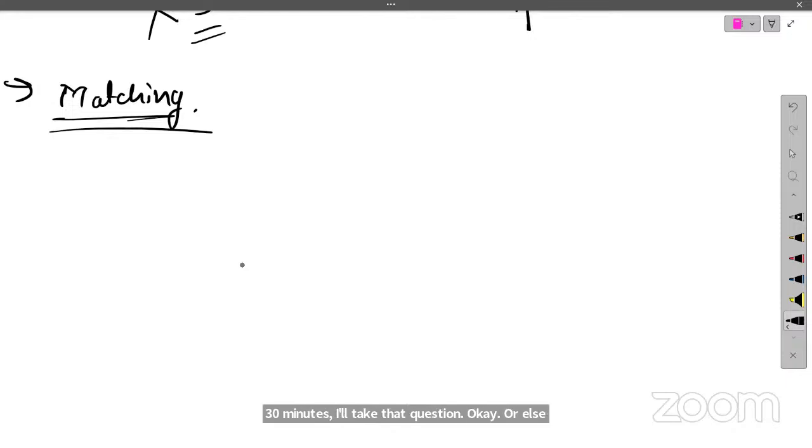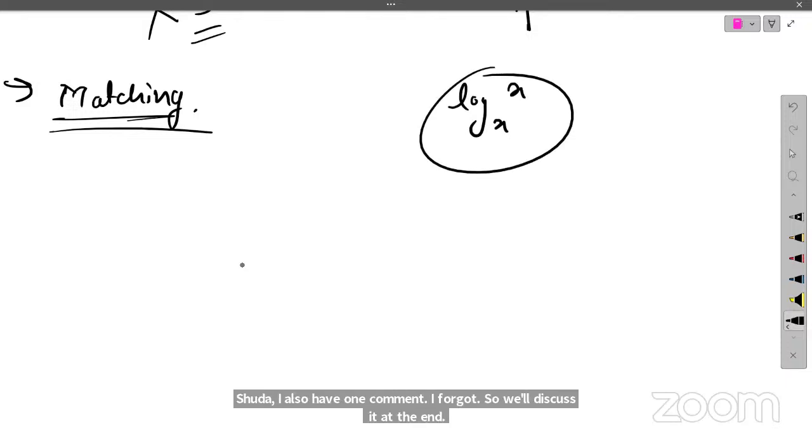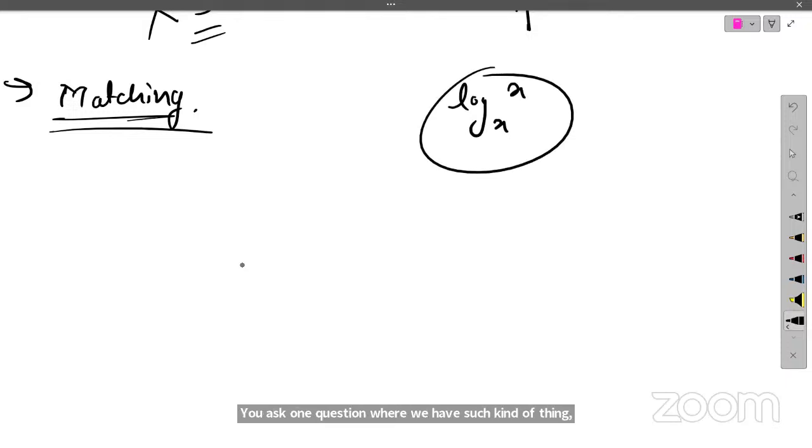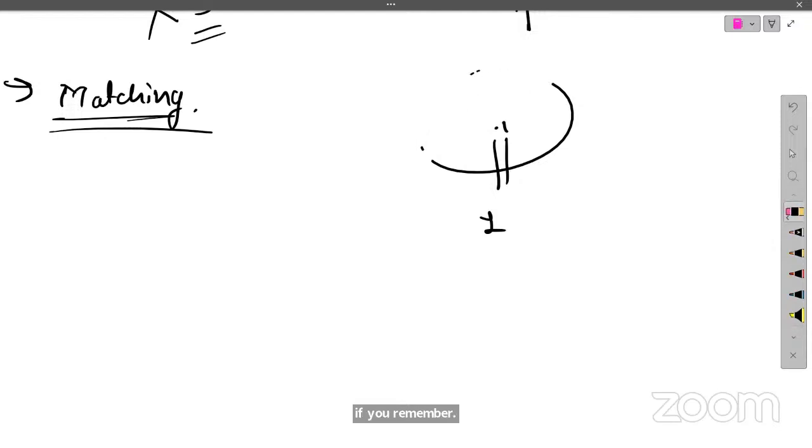Okay, Shraddha, I also have one comment I forgot. You asked one question where we have such kind of thing, like log x, nx. This is the one question we discussed. And there I said that it will become 1 and we don't have to consider the restriction and all those things, if you remember. Yeah, ma'am. So actually I have made a mistake there. So we will discuss it at the end.